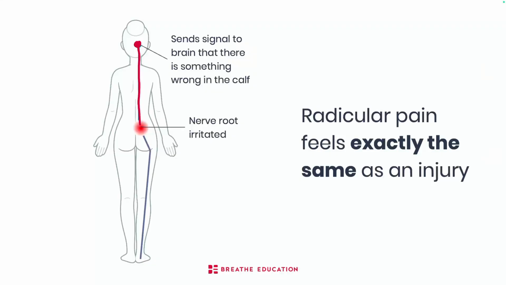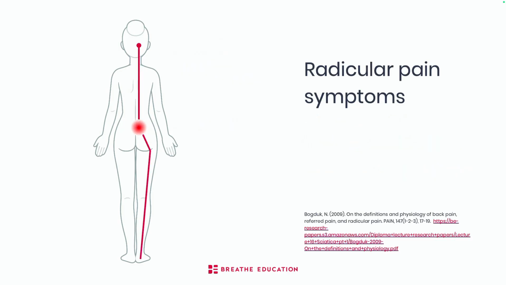You've got no way of knowing whether there is or isn't something going on in the calf, apart from the fact that Peri said it, right? So you just have to take her word for it. And that's exactly the same with radicular pain, right? The spinal nerve discharges, or the nerve root discharges, and it feels like there's something going on in the calf, but you can't tell the difference between a spinal irritation versus an actual injury in the calf. It feels exactly the same.